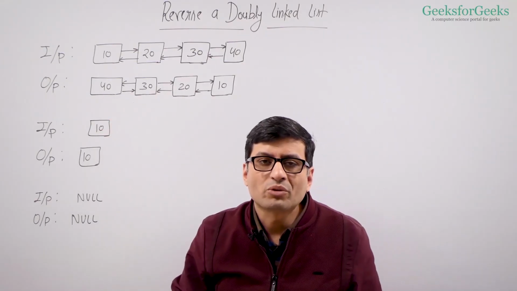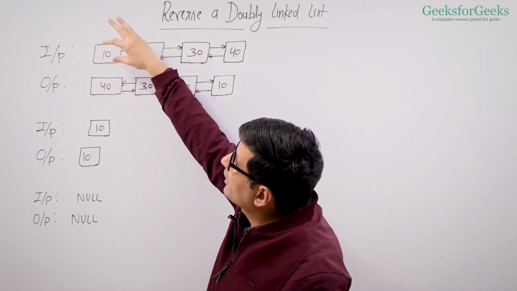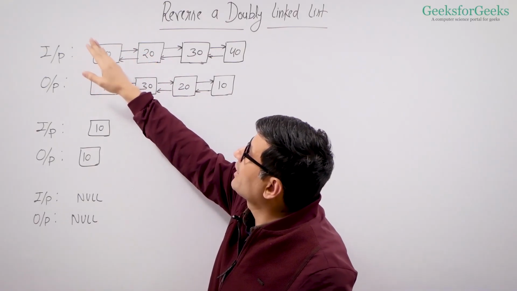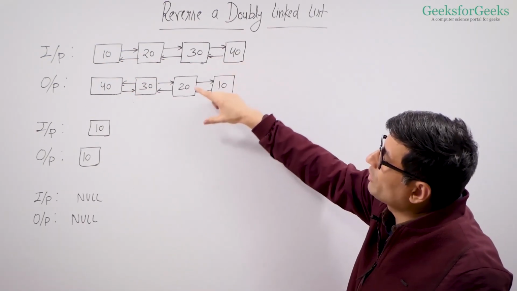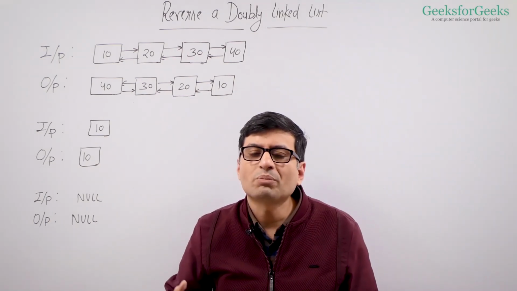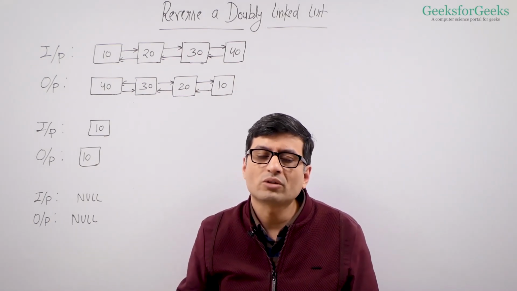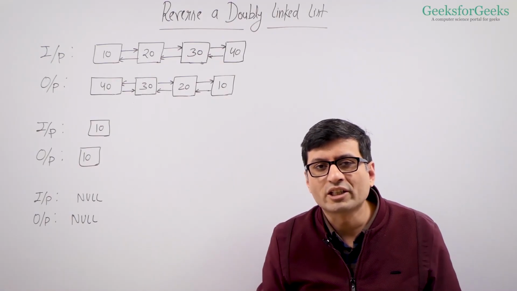So when we say we want to reverse the linked list, we mean that earlier 10's previous was null and 10's next was 20. Now 10's previous is 20 and 10's next is null. If you look at other nodes, their previous and next pointers or references are also changed. So we need to make these changes in the linked list.